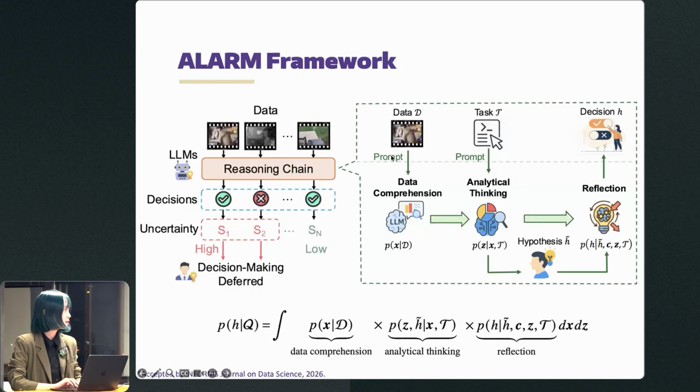So here we express this LLM reasoning chain in a probabilistic way, which is shown in these formulations. We want to calculate the probability of the final decision H given the data and the detailed task instructions. This probability includes three probability distribution considerations, which come from these 3 stages. Our ALOM framework has already been accepted by the Journal on Data Science, and all the details are provided in our paper.